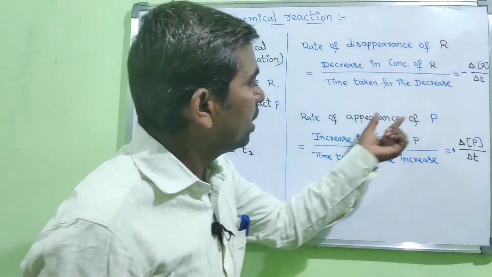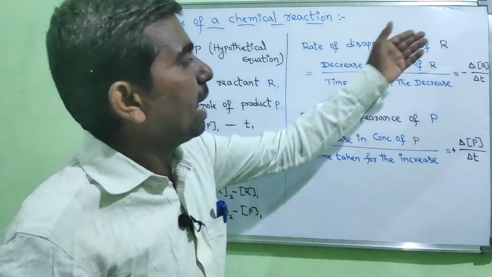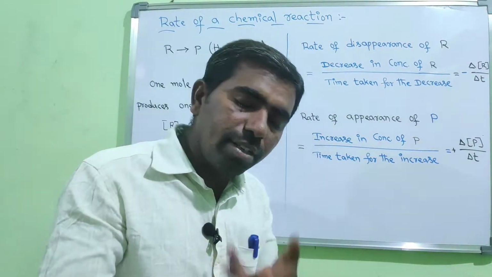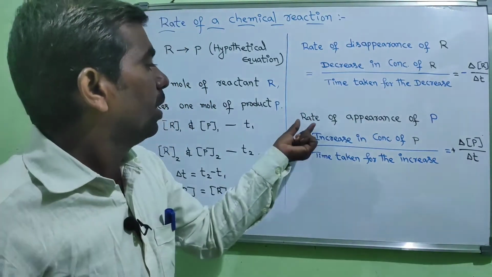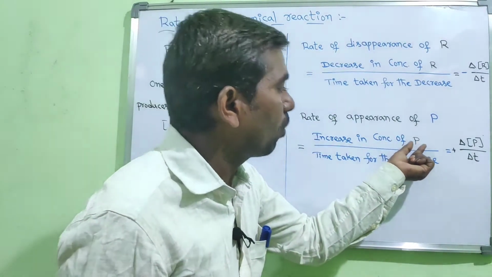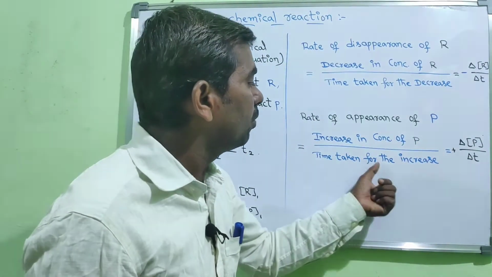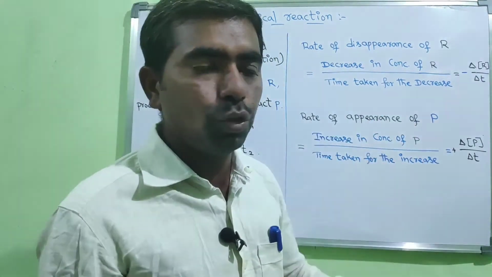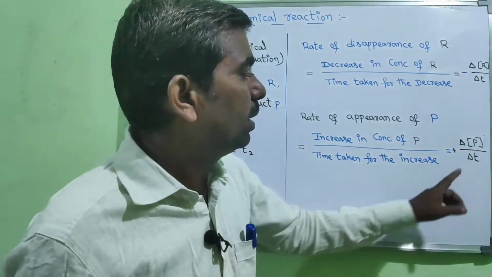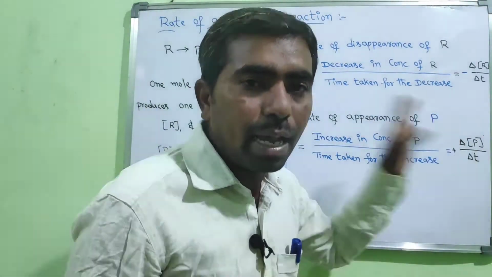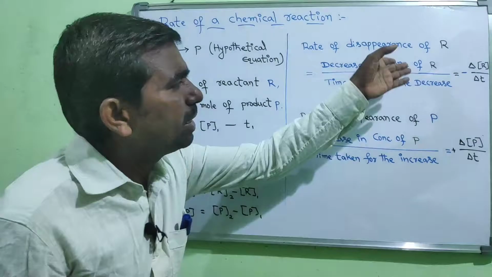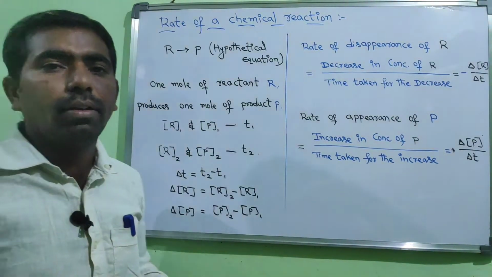Simultaneously there is the appearance of a product. When the reactant concentration decreases, simultaneously the product concentration increases. So I am writing here, rate of appearance of product equals increase in concentration of the product divided by time taken for the increase. It equals a positive sign, change in the concentration of P, that means product, divided by change in the time, delta T. So this is the mathematical expression for the rate of a chemical reaction.